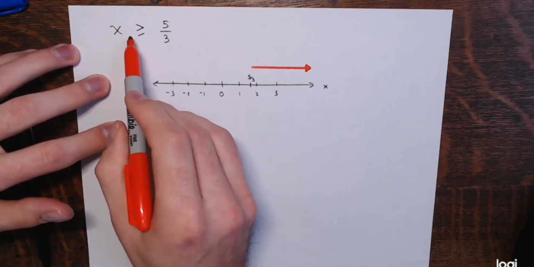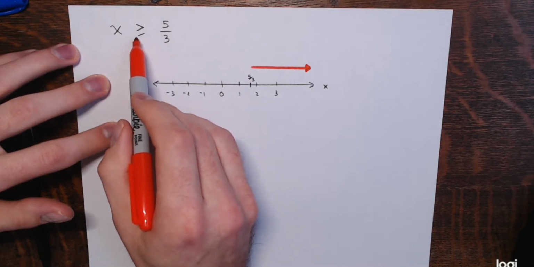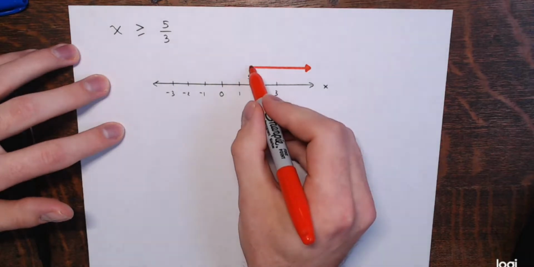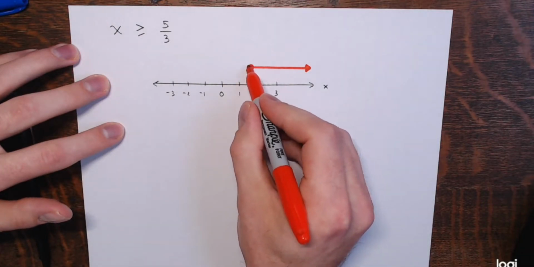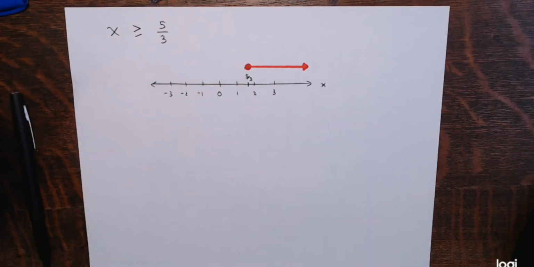And then 5/3 itself also works because of the equal to part. 5/3 is equal to 5/3, right? So that works as well. So I'm putting a closed point or a bracket. They would also put a bracket that opens to the right. So there's a picture of the solutions.